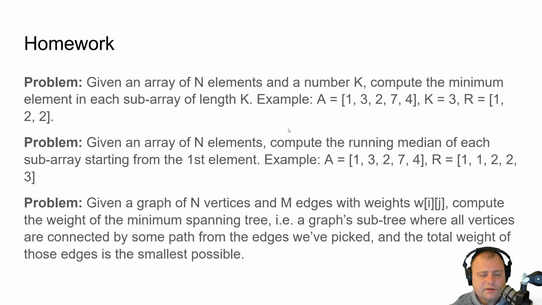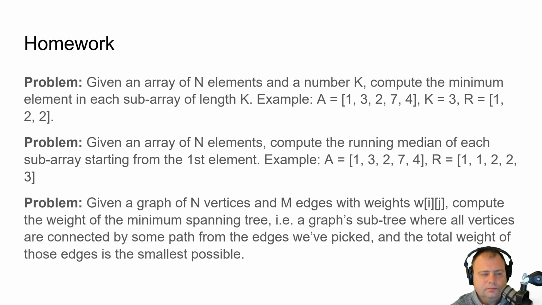Another problem: given a graph of n vertices and m edges with weights w_ij, compute the weight of the minimum spanning tree. That is a graph subtree where all vertices are connected by some path from the edges we've picked, and the total weight of those edges is the smallest possible. The graph is connected. Okay, so pause the video, try to solve those, and then come back for an analysis of these problems.